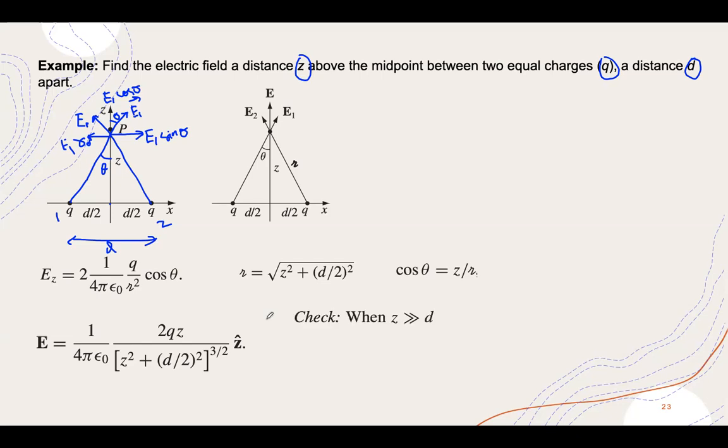So now let's check what physics we are going to learn from here. When you want to learn some kind of physics like this, one has to assume some criteria. So here we're going to assume that when Z is very, very large compared to D, what is going to happen? Can any one of you answer this question? Sir, we can neglect D.